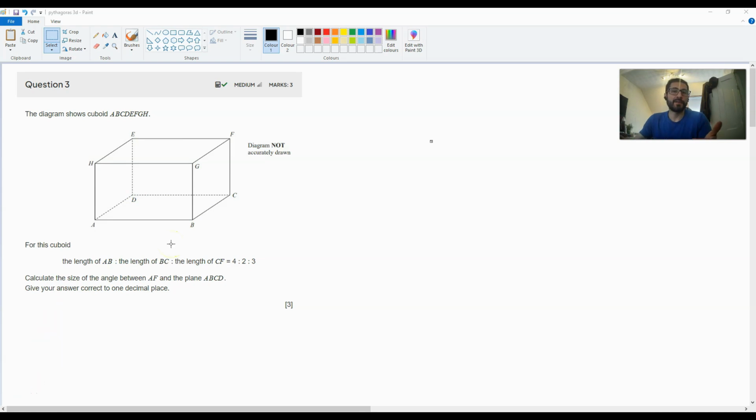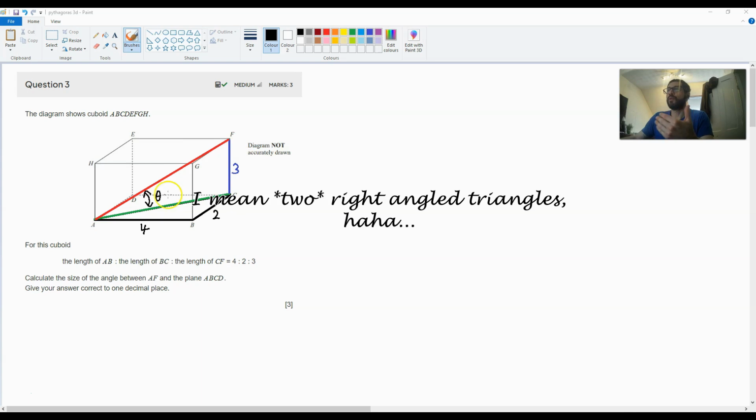Now, how do we solve such a problem? So what we need to identify is the angle between AF, these vertices, and the plane ABCD. And what we've been given is the length of AB, which is 4, the length of BC, which is 2, and the length of CF, which is 3. And in this scenario, what we get is 3 right-angled triangles.